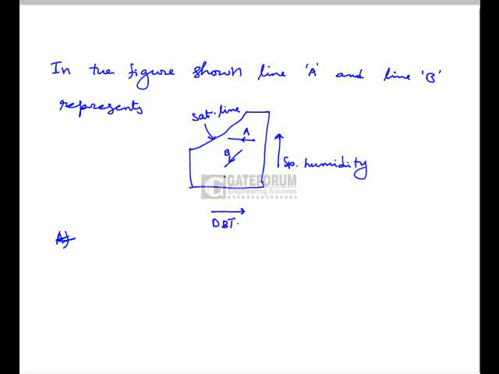Dehumidification is nothing but cooling and dehumidification is nothing but the specific humidity will be reduced as well as DBT will be reduced. So in the options, the right option is A. That is sensible cooling and cooling and dehumidification.